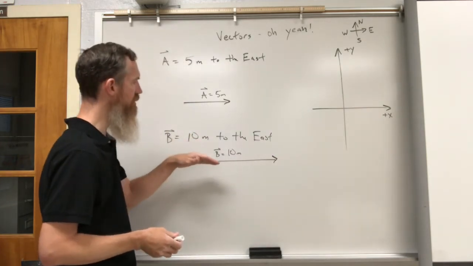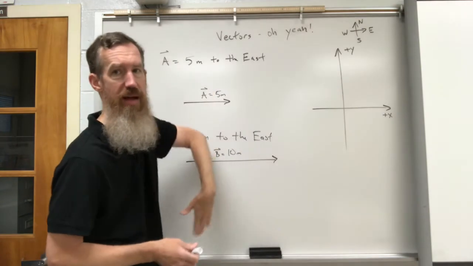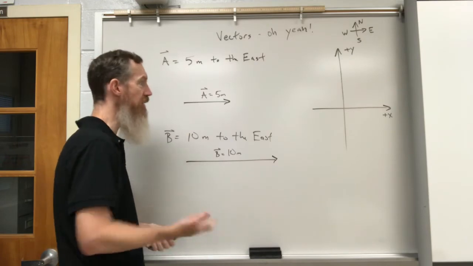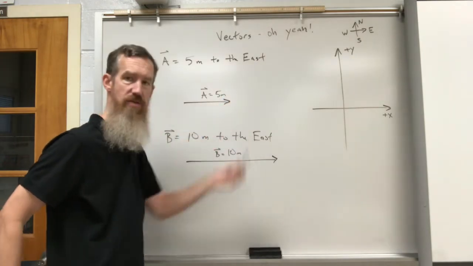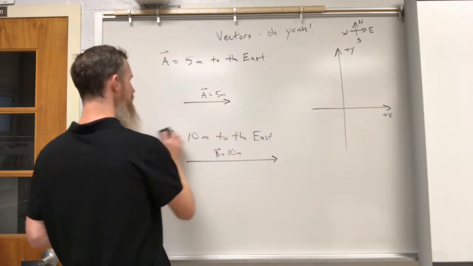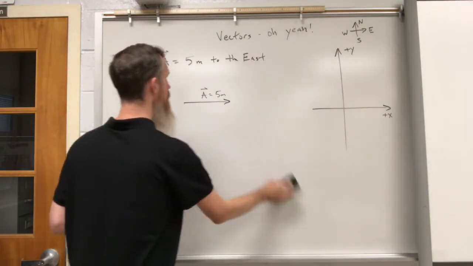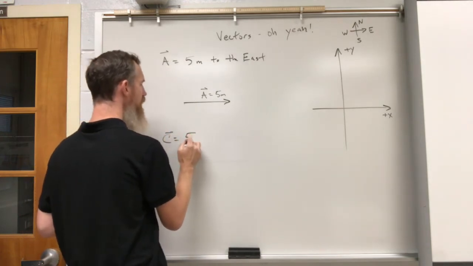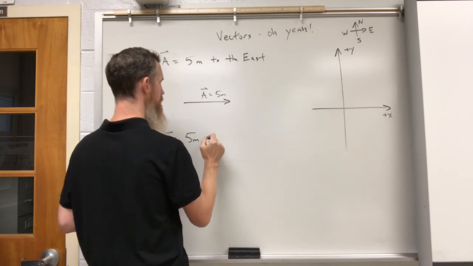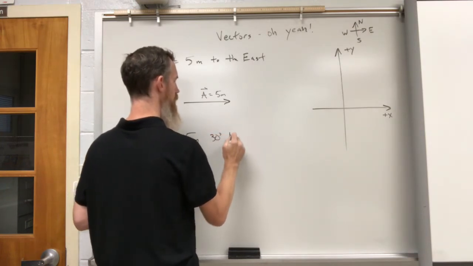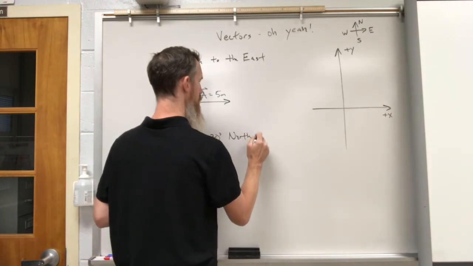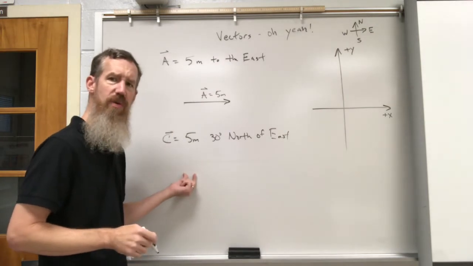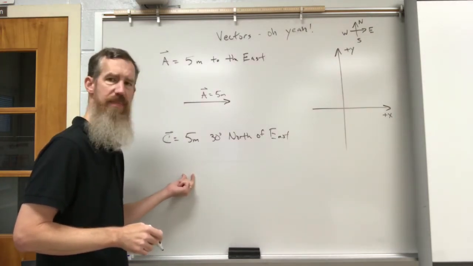Obviously, these vectors could be to the north, they point upward, or to the south, they point downward. But also vectors can point at an angle, not along one of our major axes. In order to represent that, I'll keep vector A here. Let's take vector C and say it's 5 meters, 30 degrees north of east. Now, 30 degrees north of east. What does that mean, and how do we do it?